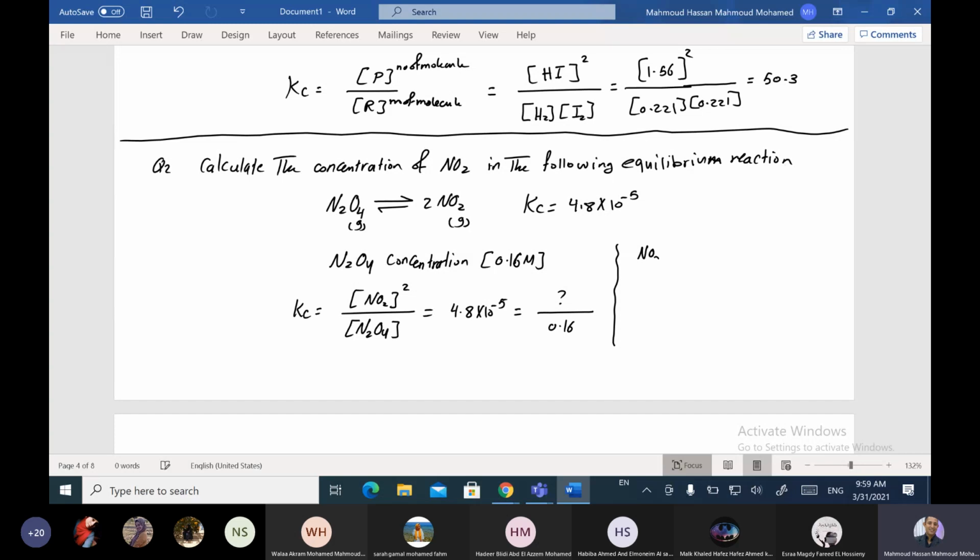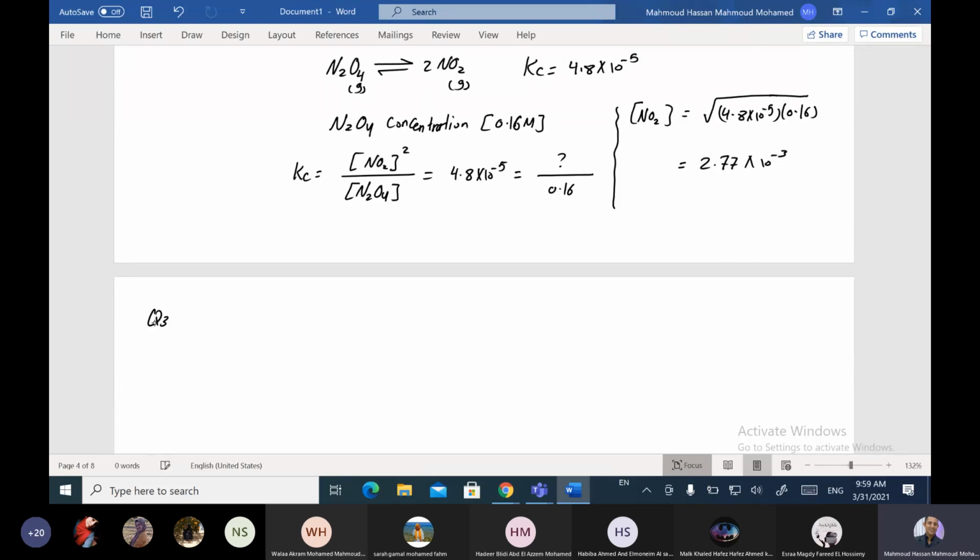The NO2 concentration equals the square root of 4.8 times 10 to the power negative 5 multiplied by 0.16. We can calculate it. It equals 2.77 times 10 to the power negative 3. There are other questions, but we'll find the idea in these questions.